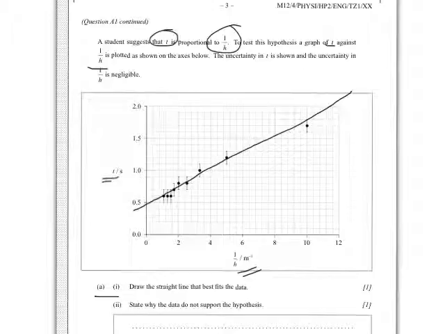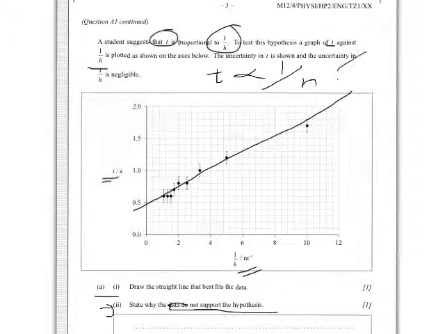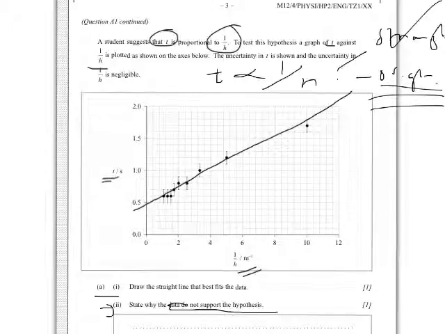Okay, now the next question, same as usual: state why the data does not support the hypothesis. What was the hypothesis? That t is proportional to 1 over h. So once again, is it a straight line? Does it go through the origin? Well, it is a straight line, but it does not go through the origin. So once again, our answer is: does not go through the origin.